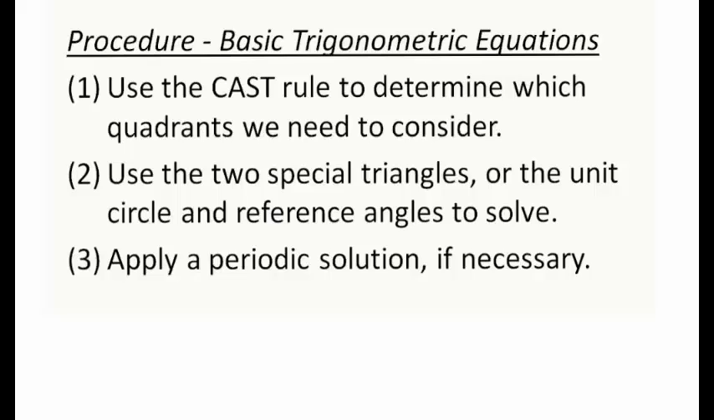Next, what I tend to do is draw a right-angled triangle and use the two special triangles, the 1, 1, √2 triangle and the 1, 2, √3 triangle. Of course, it's also acceptable here to draw a triangle and use the unit circle and reference angles to help you solve. Our last step is to apply a periodic solution if it's necessary to do so. So the best way to explain this procedure is through a couple examples, so let's dive in.